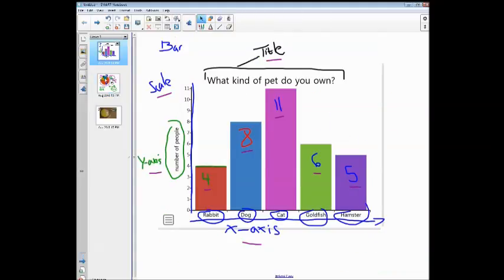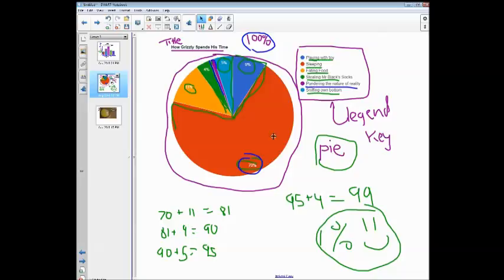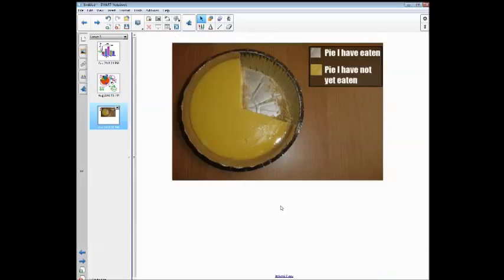That's all about a bar graph, all about a pie chart. I just found this on the internet, and I thought that was kind of funny. This represents pie I have eaten because it's missing, and this is pie I have not eaten because it's still there in the pan. Get it? It's funny. It's a joke.